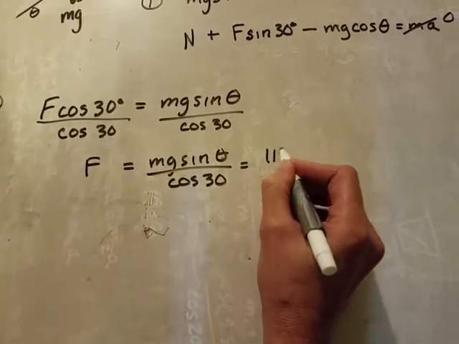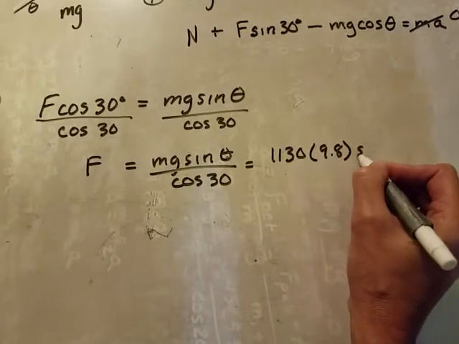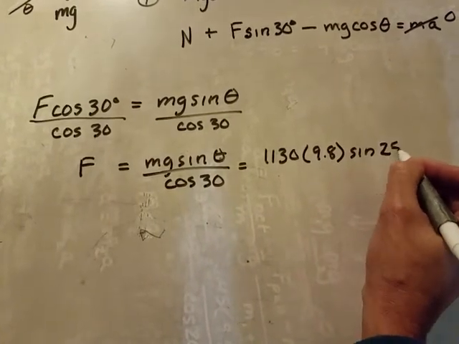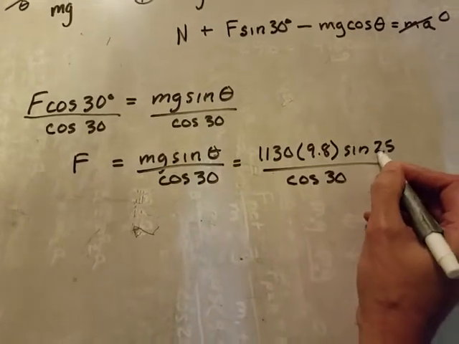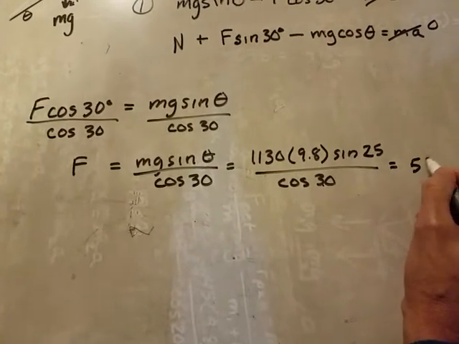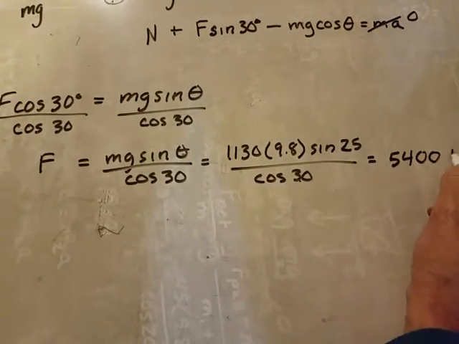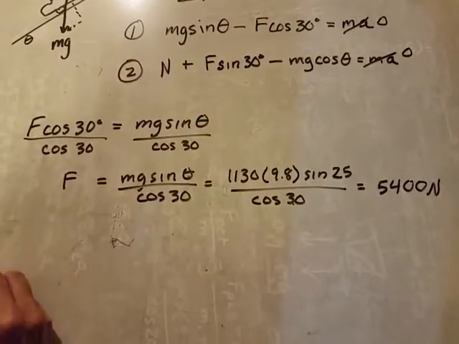Our mass was 1130. 9.8 sine 25 divided by the cosine of 30. So this is the angle of the hill, this is the angle of the rope, and that gives us 5,400 newtons.